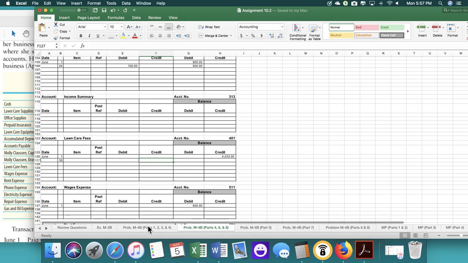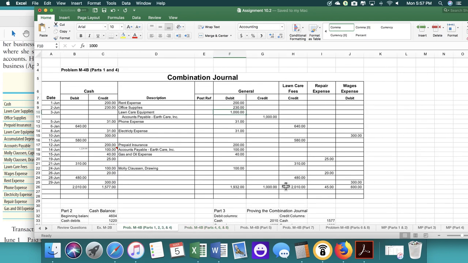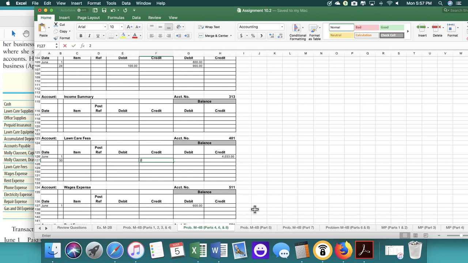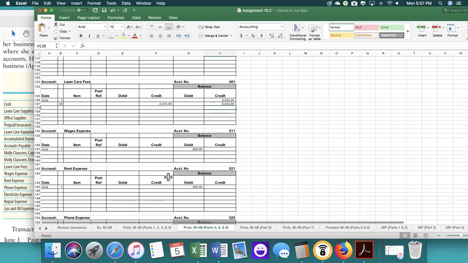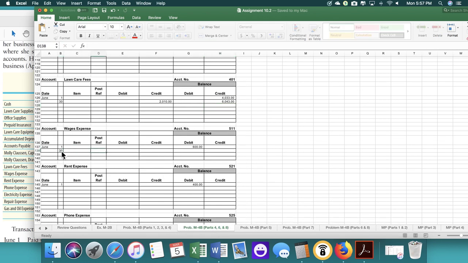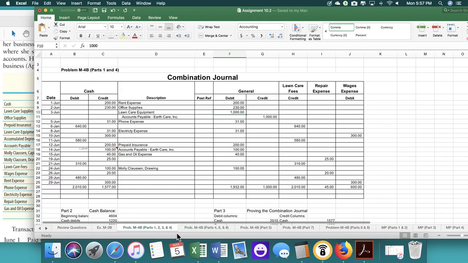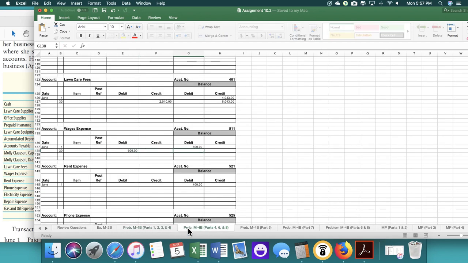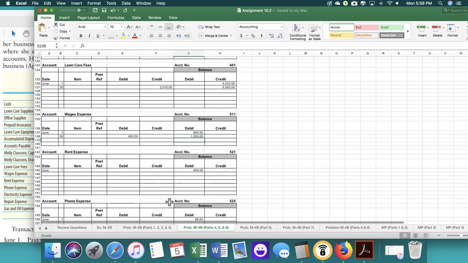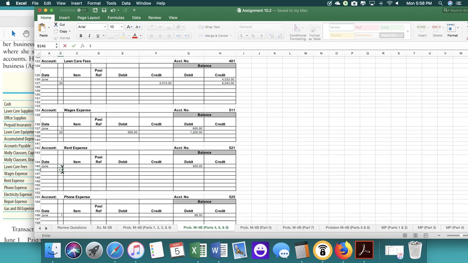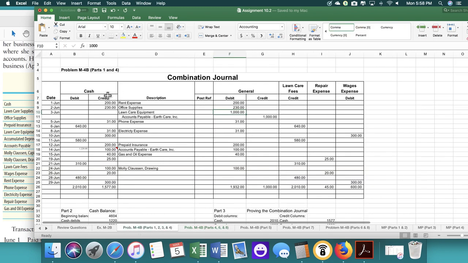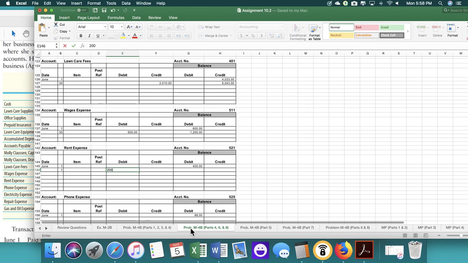So that would be a credit of $2,010. So that would be $6,043. Wages expense on the 30th, we had $600. So that's $1,200. Rent expense we had on the 1st of $200. So that brings the total up to $600.